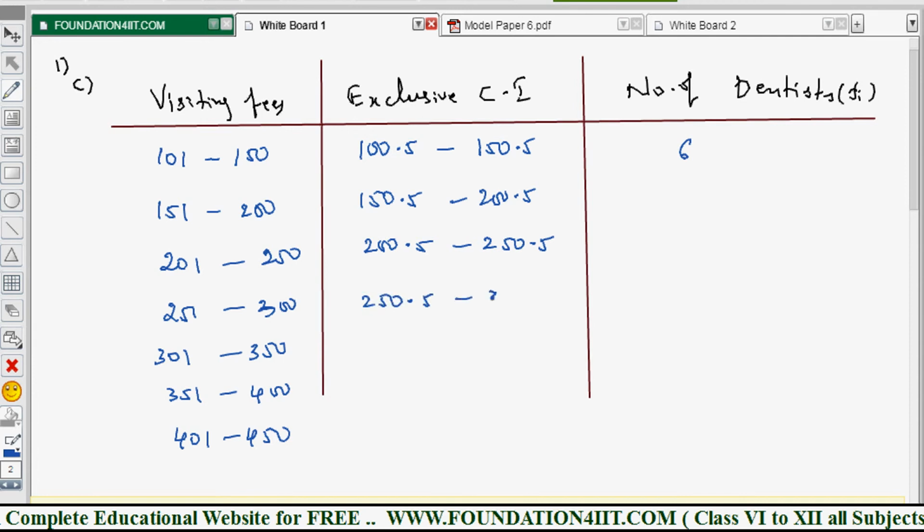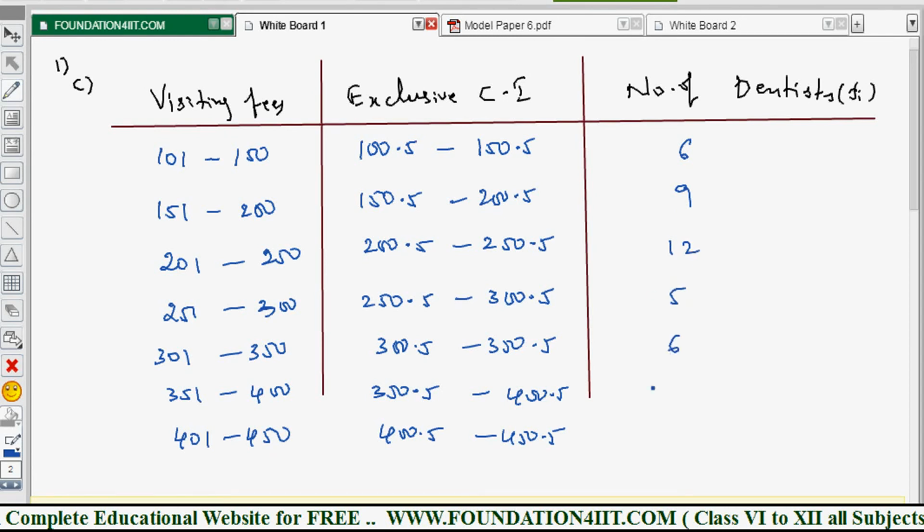Just write as this 300.5 to 350.5, again 350.5 to 400.5, 400.5 to 450.5. You should write like this first. And number of dentists is given 6, 9 is given from question. 12, 5, 6, 10, 2. Using this data, we need to prepare the histogram first.